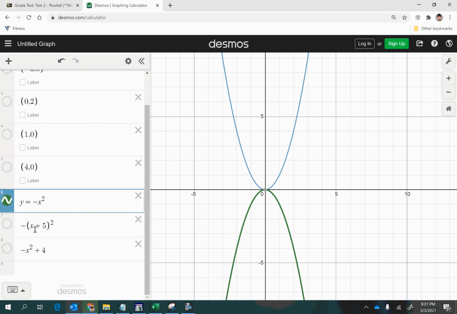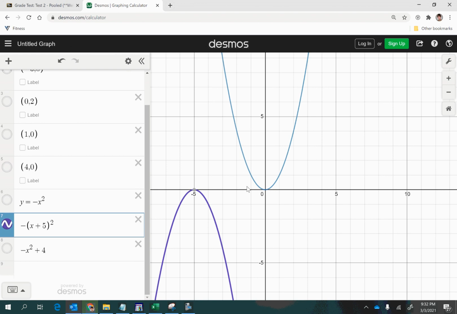Now, the way that you can tell is whatever you see added on the inside there, that is going to move the opposite direction that you would normally expect. So if you see a +5, that means you move to the left. And if you see a -5, you would have moved to the right.